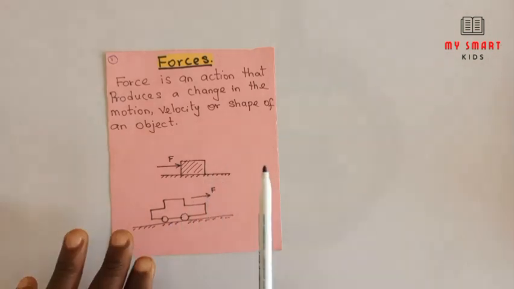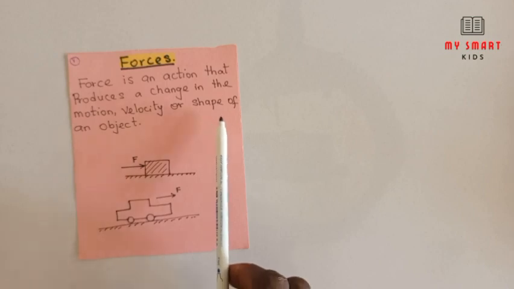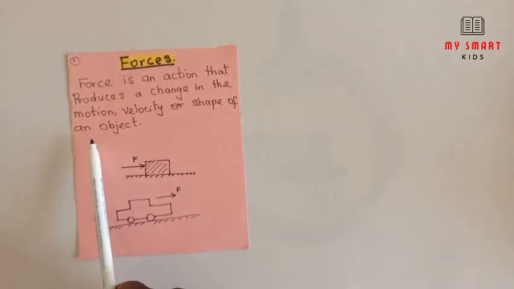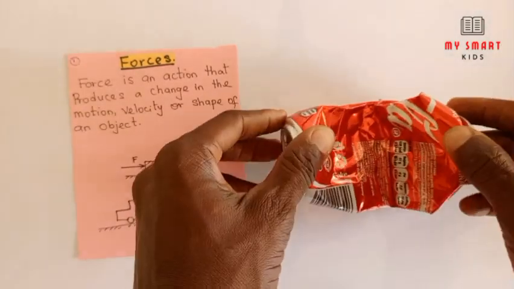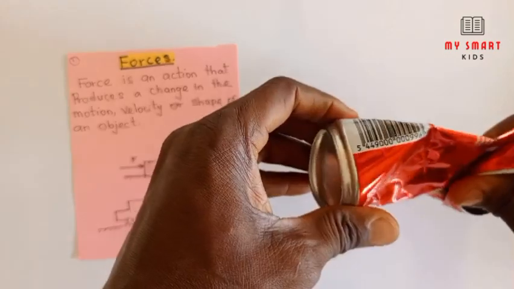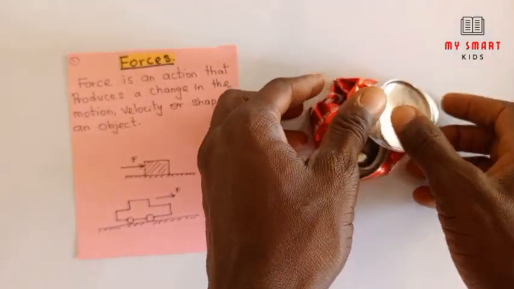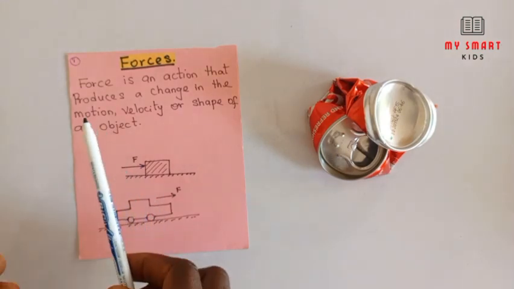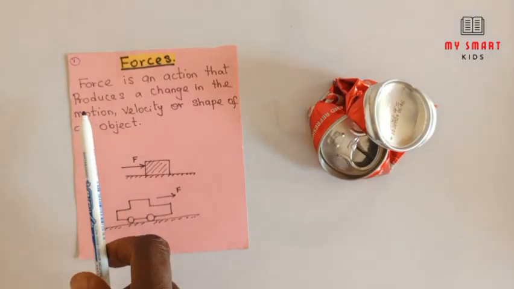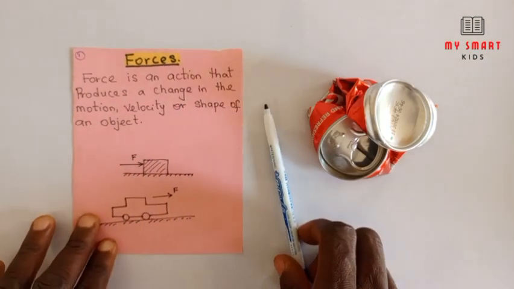Then we can also say that a force is an action that can change the shape of an object. Like you have a can, after drinking the content, you can apply a force on it to change the shape. And we say in those three cases, a force changes the motion, the velocity, or shape of an object.